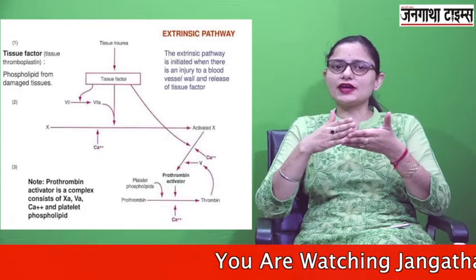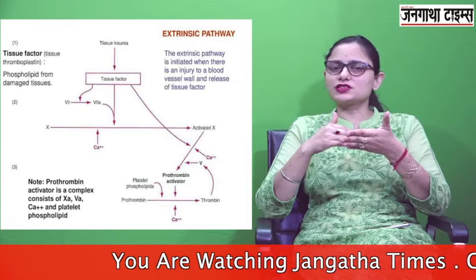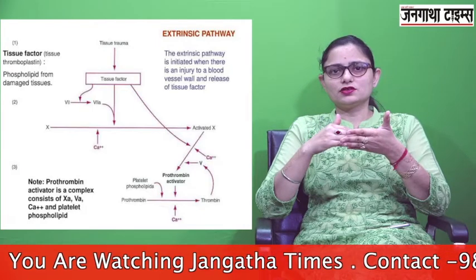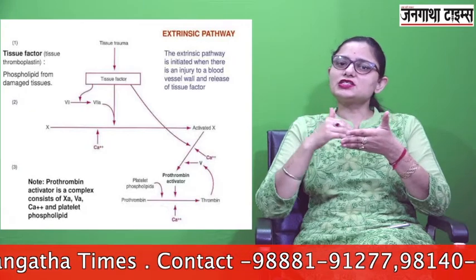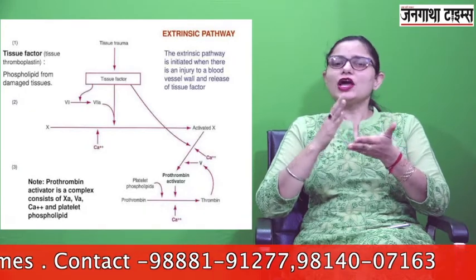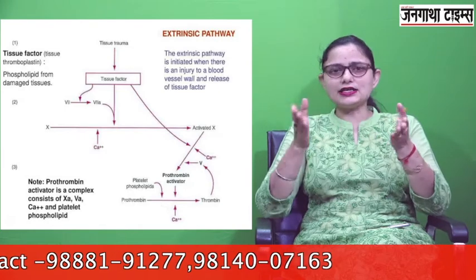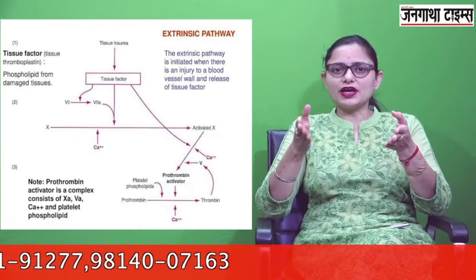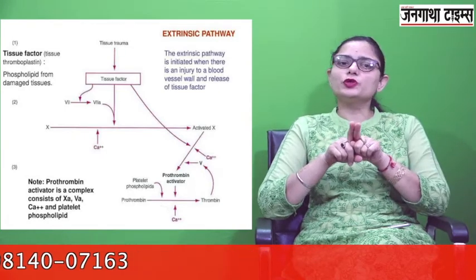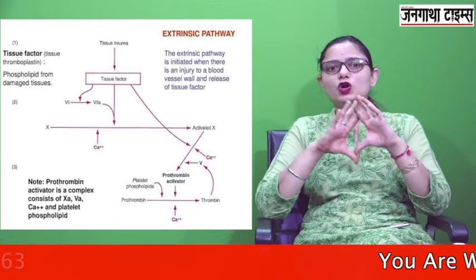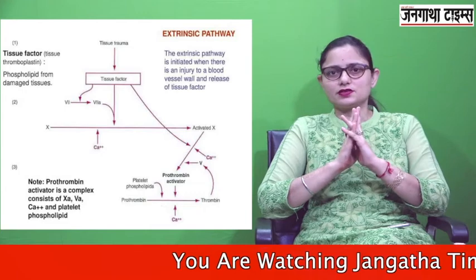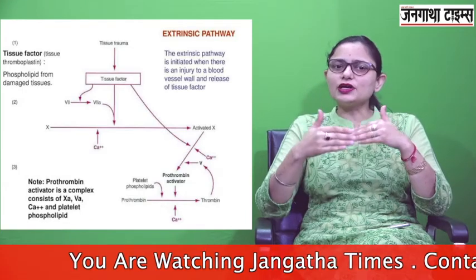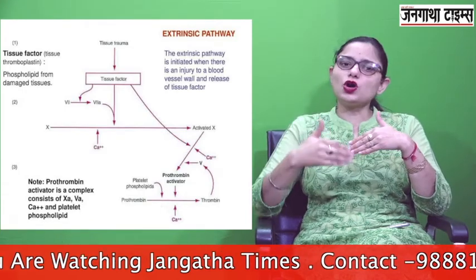Now activated factor 3 activates factor 7. Activated factor 7 activates factor 10. Now activated factor 10 and activated factor 5, both of them form the prothrombin activator. It's a small pathway and it takes just 12 to 15 seconds. That's it. And the second pathway is the intrinsic pathway, which is a long pathway.